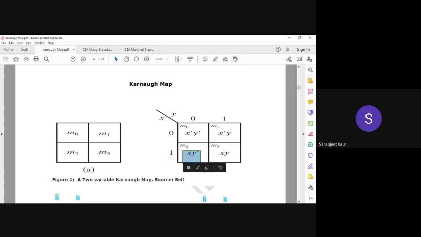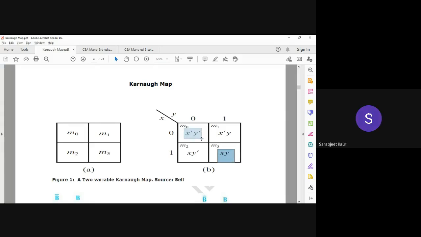X Y dash, X y prime. Is this clear? Yes, ma'am. And the final one, where x and y both are 1, x and y. Any problem, beta? No, ma'am.